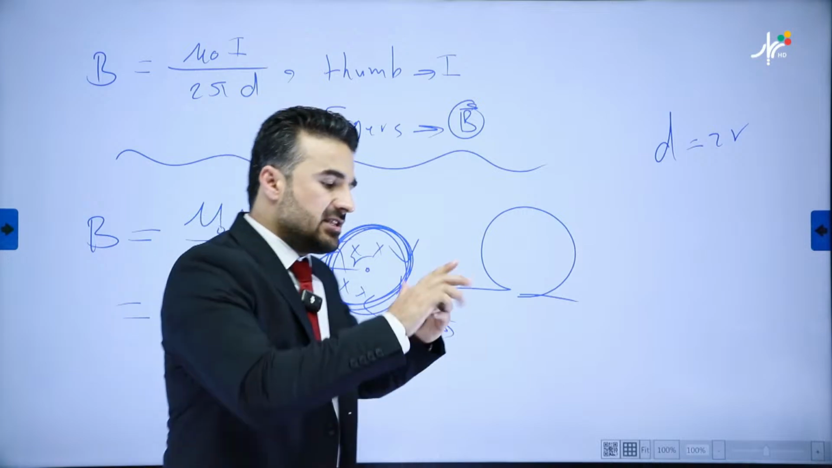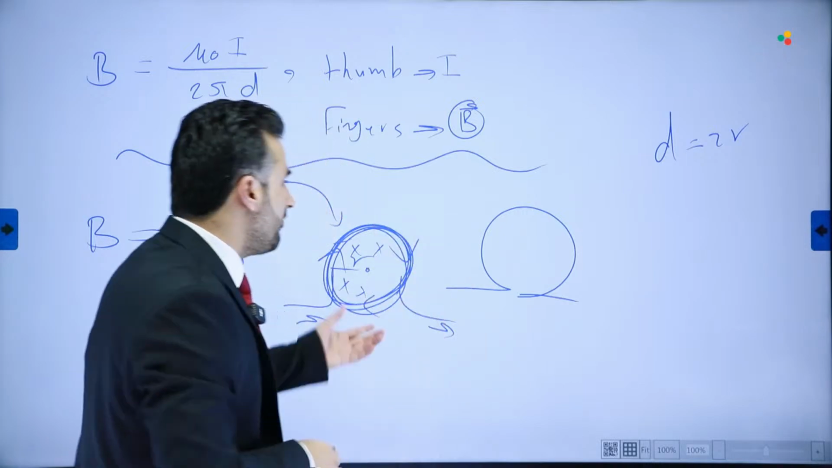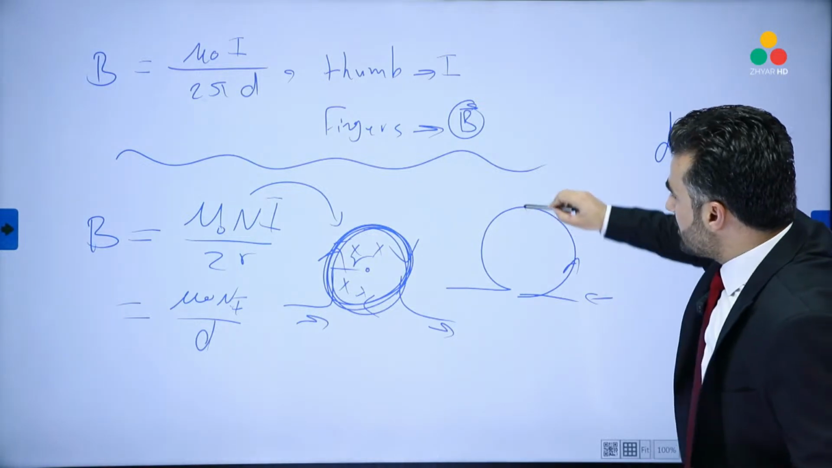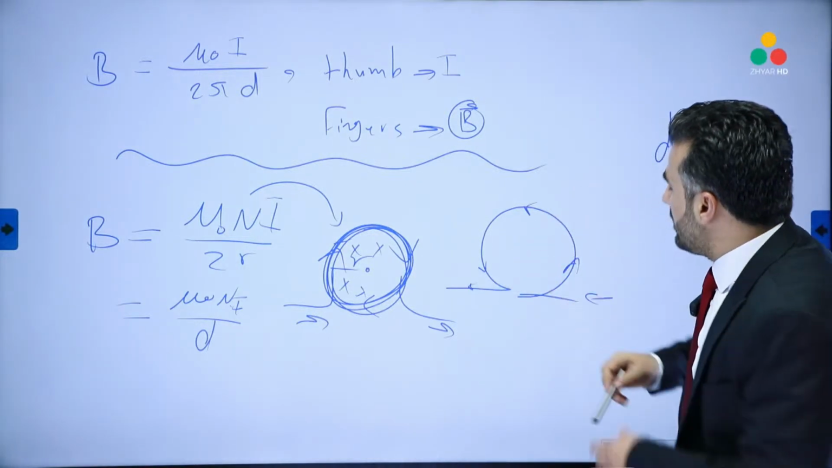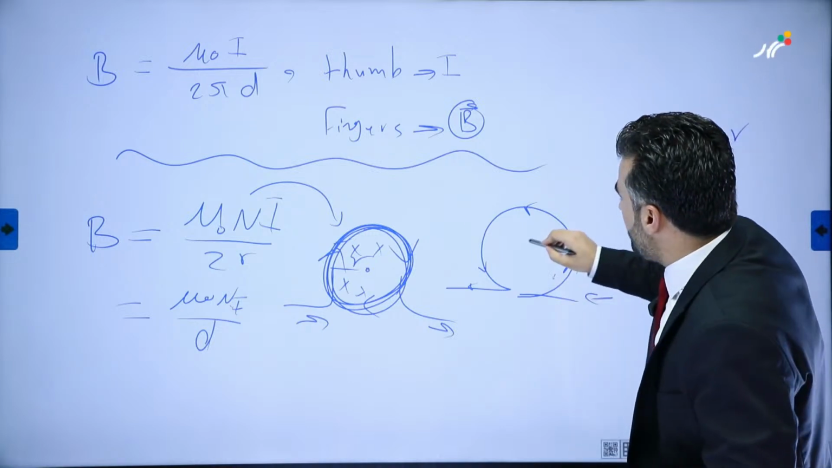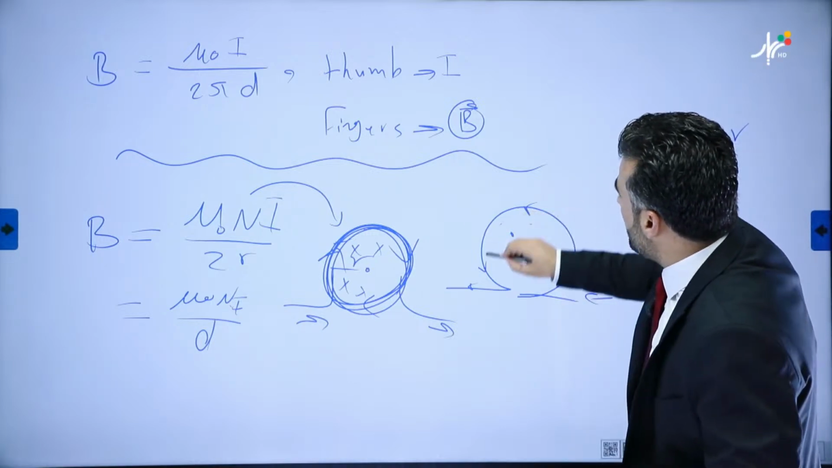Okay, so it is pointing this way. What if we reverse the direction of the current? What if the current were like this here? If that is the case, then the direction of the magnetic field is out of the page here. And of course, you do know that the dots mean out of the page.